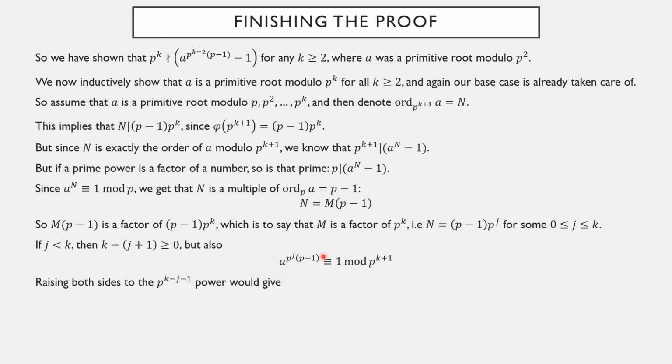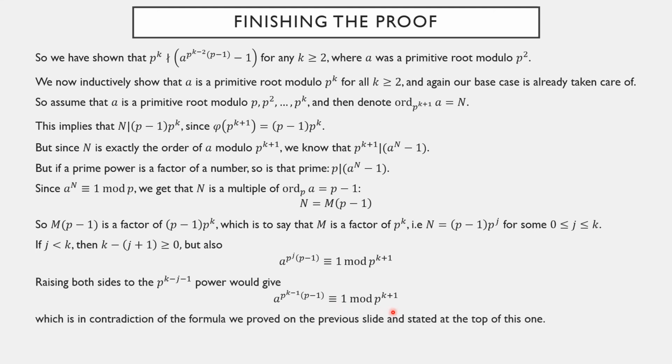So I have p to a non-negative power, I'm going to raise both sides to this power. Now if I raise this expression here to this power, I get to multiply my exponents, and I'll have p^(k-j-1) times p^j. The j's cancel, and I'll just have p^(k-1) times (p - 1). Now over here, I raised 1 to a power, and I can do that pretty easily. So by raising both sides to this power, p^(k-j-1), I end up saying that a^(p^(k-1)(p-1)) must be equivalent to 1 modulo p^(k+1).